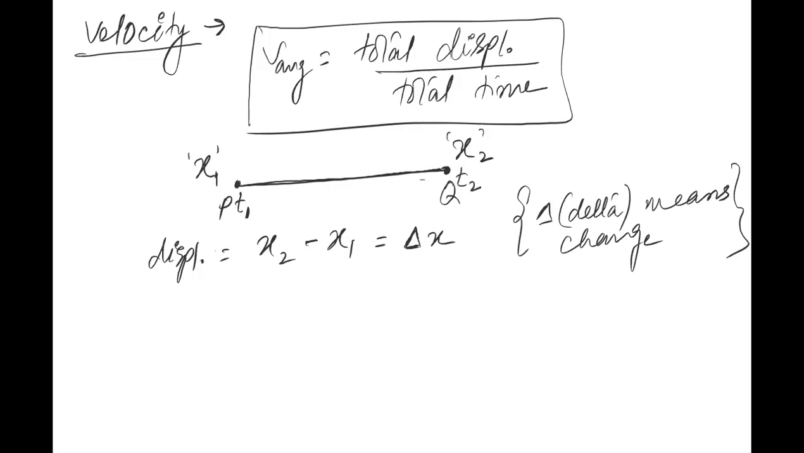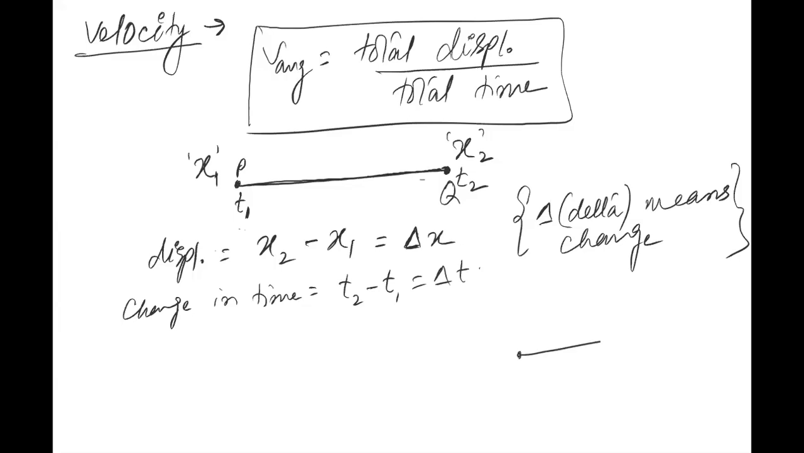Let me assume I was here at time t1 and I reached this position at time t2. Can you tell me time has also changed or not in going from P to Q? The change in time would be equal to what? The total time I have required in going from this point to that point would be t2 minus t1, which is delta t. Now everyone is unmuted, right? So you can respond.